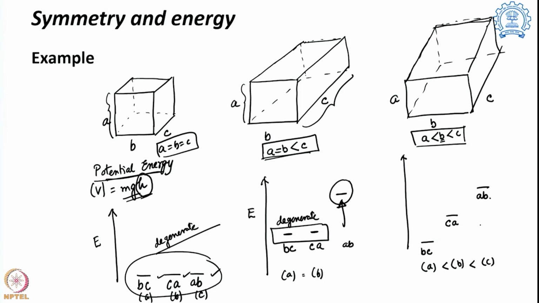You can say that previously, where the system is very symmetric, I actually had all of them at the degenerate level. Now I am slowly changing the symmetry.